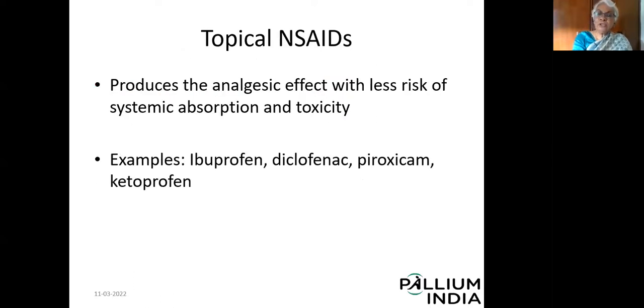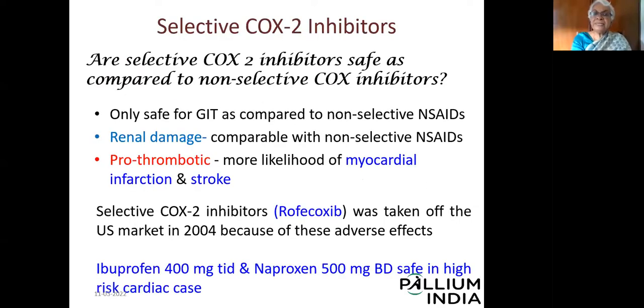Now, NSAIDs can also be given topically. This has got less risk of systemic absorption and toxicity, and various drugs are available as creams and gels which contain ibuprofen, diclofenac, piroxicam, ketoprofen, etc. So the question is, are selective COX-2 inhibitors safe as compared to the non-selective inhibitors? Because of all that I had just explained to you.